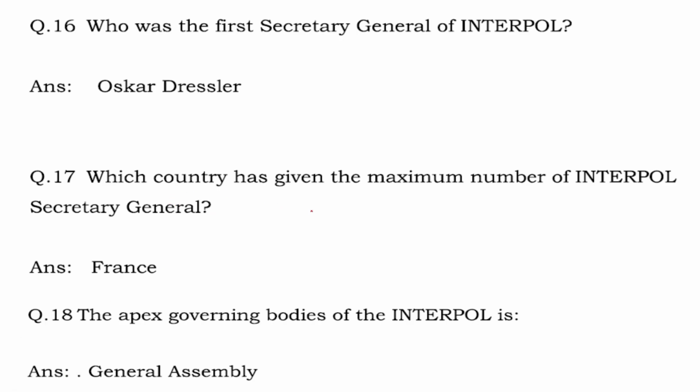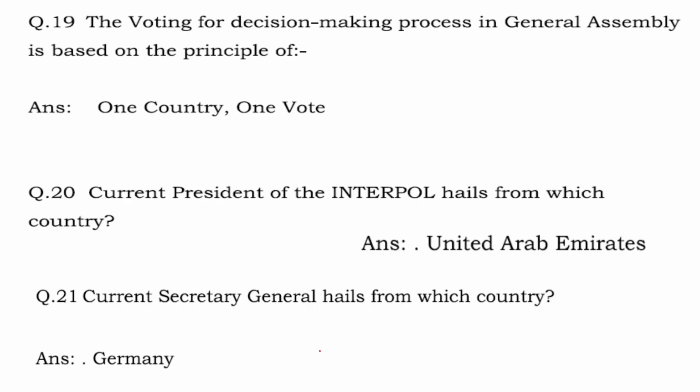Now let me take my pen. Which country has given the maximum number of Interpol Secretary Generals? France. France ने सबसे ज़्यादा Secretary General दिए हैं Interpol को. The apex governing body of the Interpol is the General Assembly. And for your information, this General Assembly meeting is going to be held in New Delhi from 18 to 21st October. Okay. Next question: the voting for decision making process in General Assembly is based on the principle of one country, one vote.